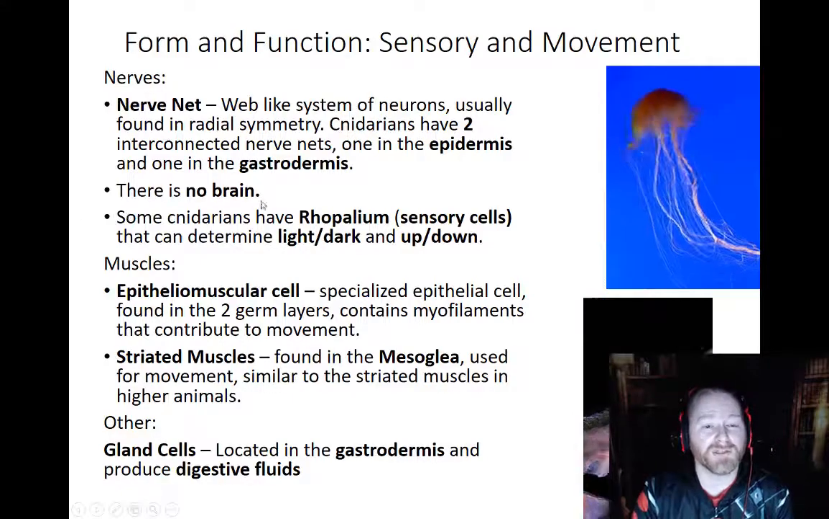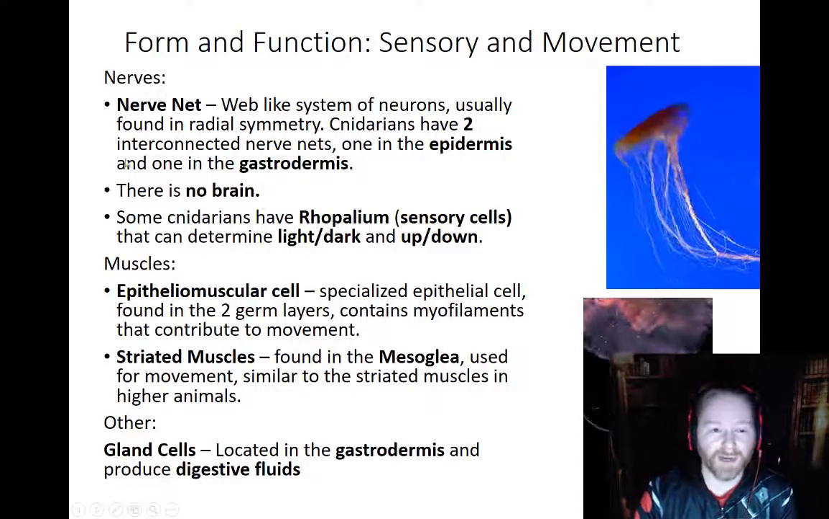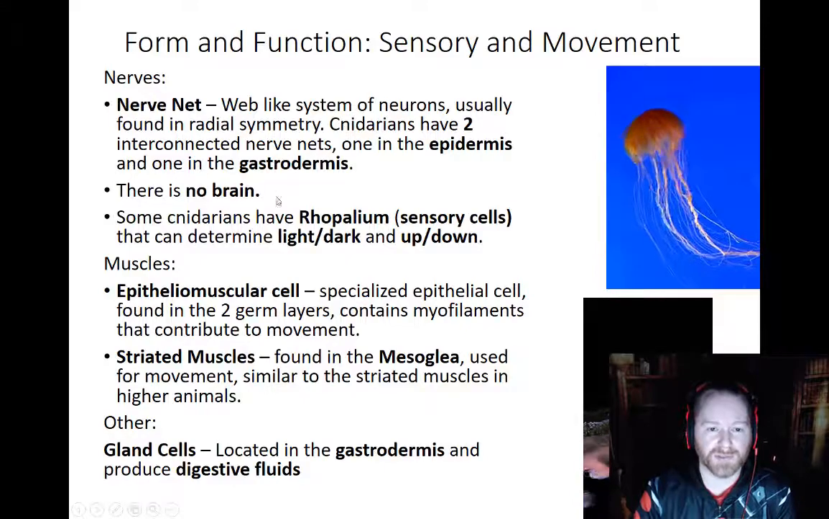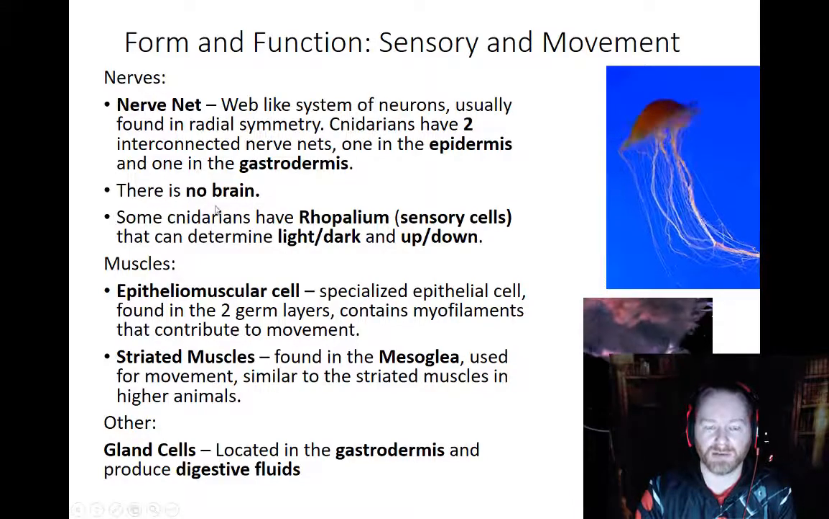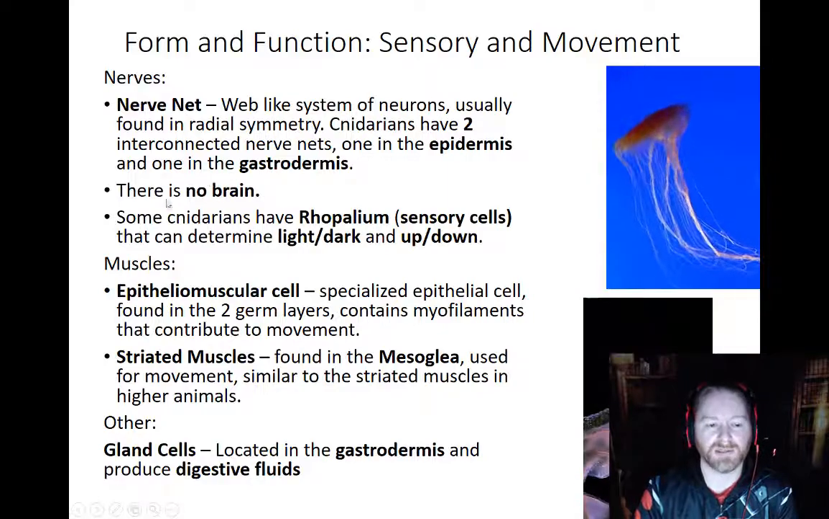But it's very important to know that these do not have brains. There is no brain. That's why it's not a nervous system. There are not different organs combining together to make the neural net. It's just a neural net, so there is no brain.